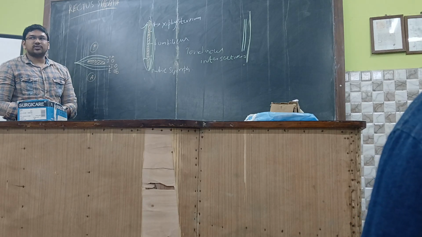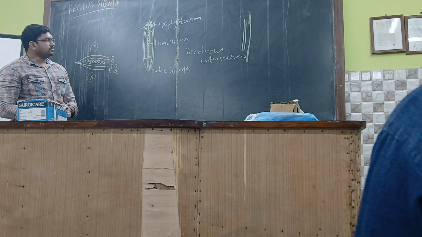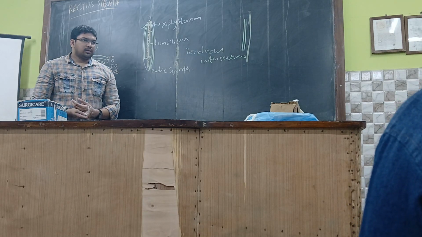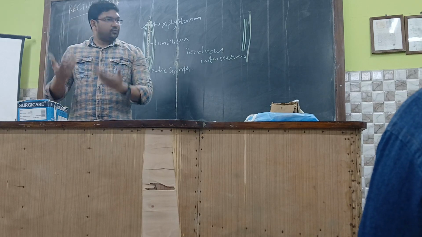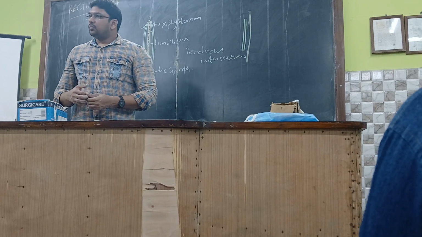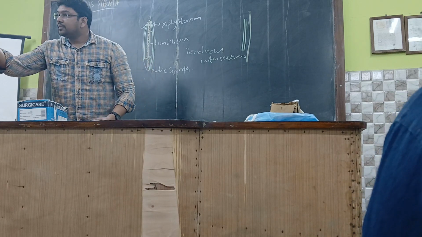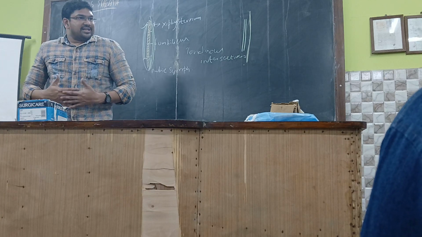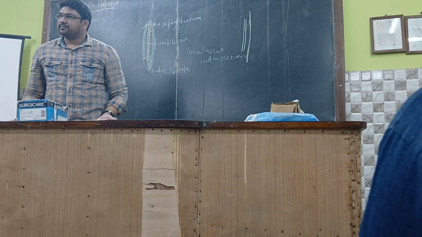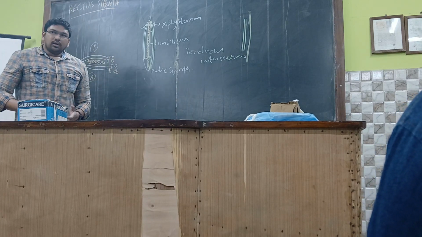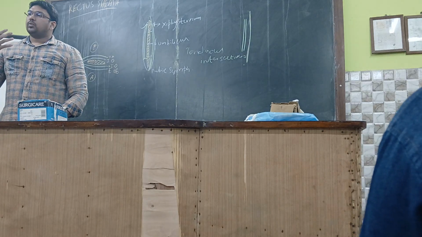Okay. What is the action of the rectus abdominis? It's flexion of the vertebral column, flexion of the vertebra or trunk. It compresses abdominal contents so that expiration can happen. Is it not? Okay. So what is happening over here?